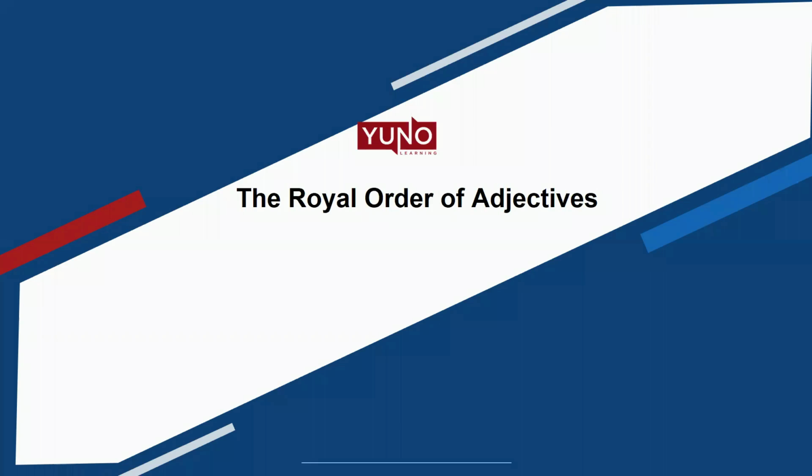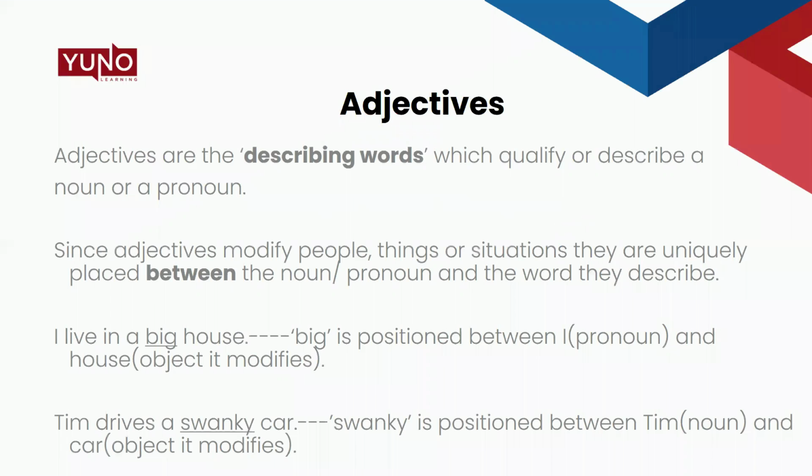And today we are going to talk about the royal order of adjectives. Before we discuss more about the royal order, let us quickly revise what adjectives are. Going back to our school days, whatever little bit of grammar we remember from there, I hope you still remember what adjectives are. These are the words commonly referred to as describing words, and they qualify or describe a noun or a pronoun.